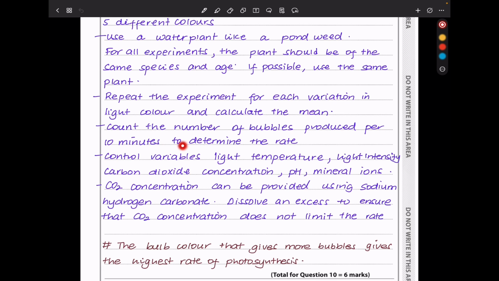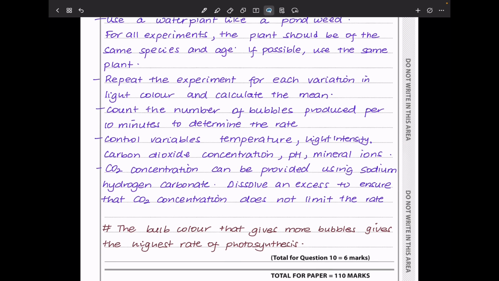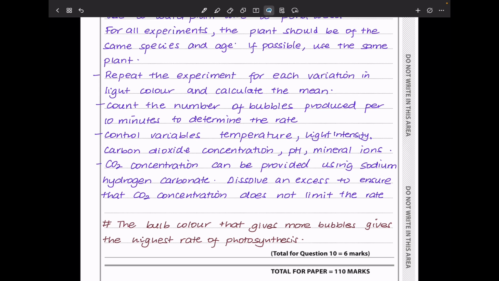This could be 10 minutes to determine the rate. Then control variables like temperature, light intensity, carbon dioxide concentration, pH, mineral ions, and so on have to be controlled in all experiments to be the same. The concentration of carbon dioxide has to be provided using sodium hydrogen carbonate. Since I used a water plant, this should be constant and in excess so that the concentration of carbon dioxide does not limit the rate. In this experiment, the light color that gives more bubbles is the one that gives the highest rate of photosynthesis.